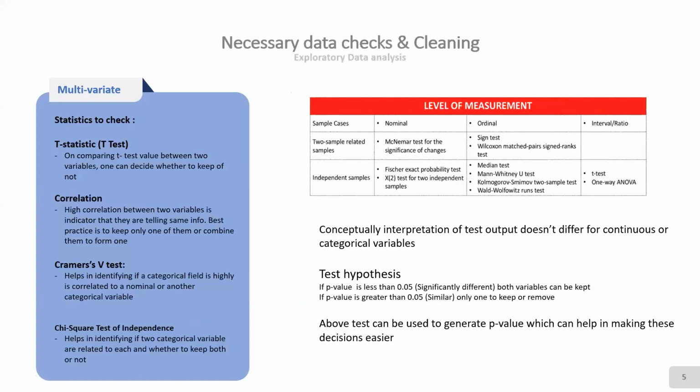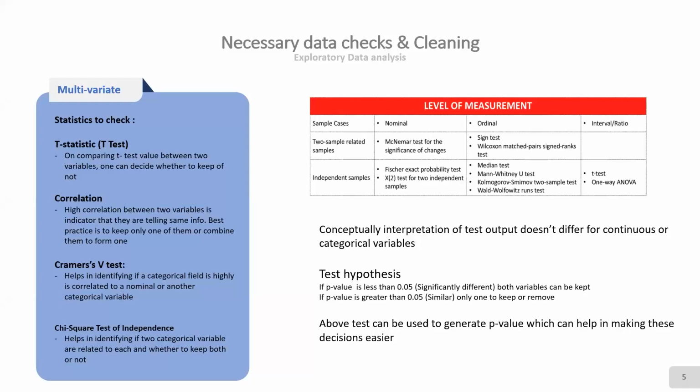Now, in terms of multivariate data checks and cleaning exercises, here I'm going to cover the multivariate ways of checking whether a particular variable in the data is a right fit, and whether we should be keeping it in our data set. Does it make sense to keep that in when you are running a machine learning model? How do you come to a conclusion that this particular variable is important for us or not?